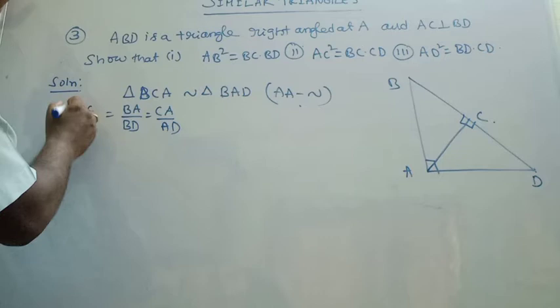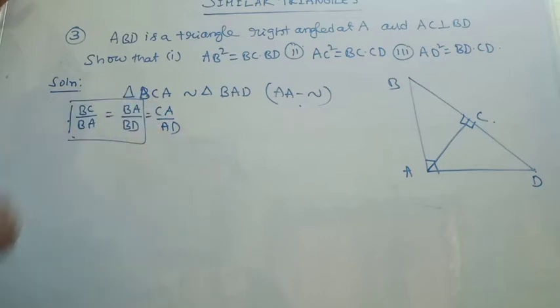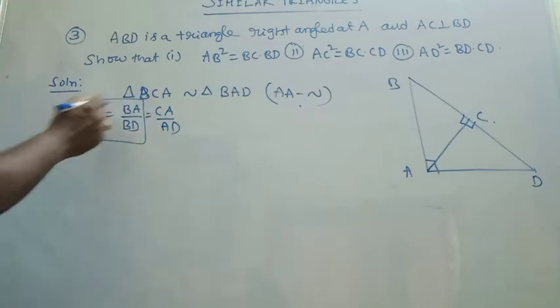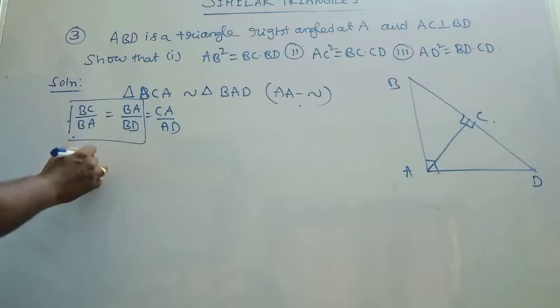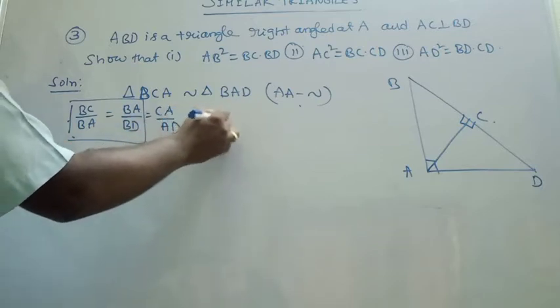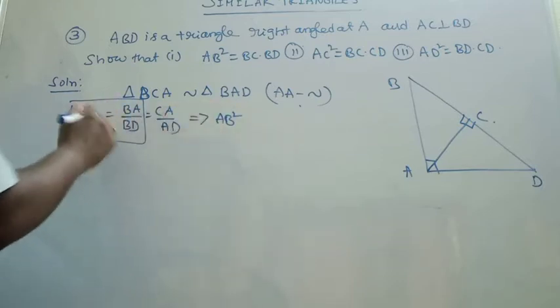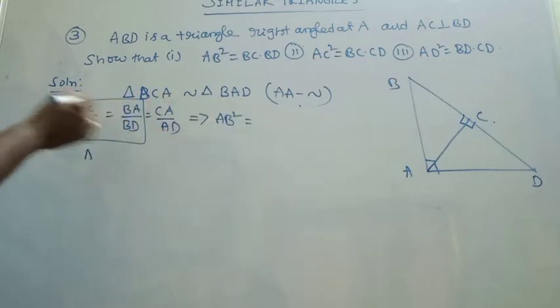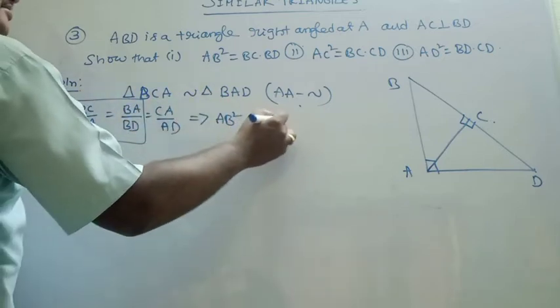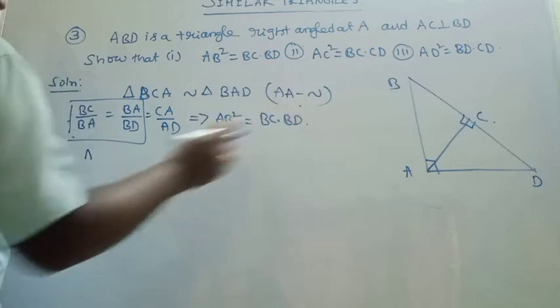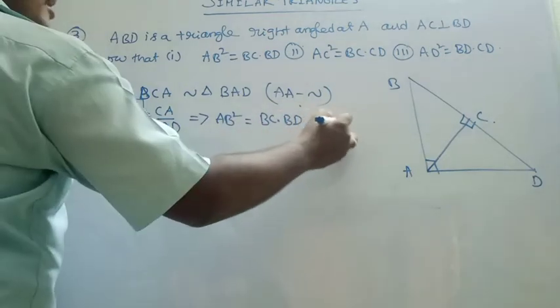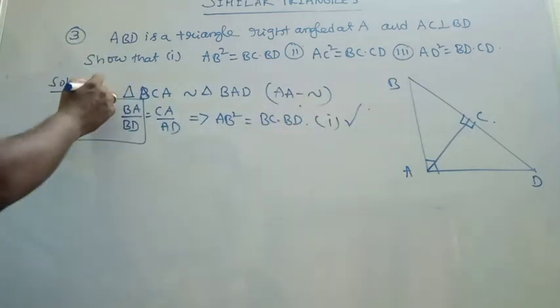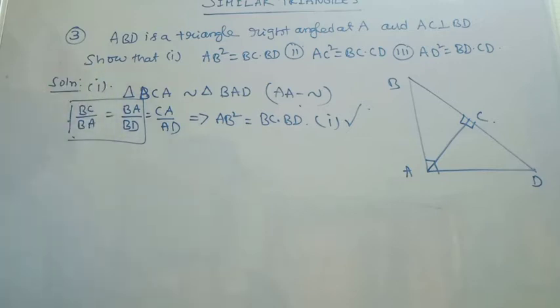If you take these two, what are you going to have? BA whole square. From this, AB square is equal to, if you do the cross multiplication, BC into BD. Such a beautiful way you have got the proof of number 1. Number 1, you got the proof very nicely.